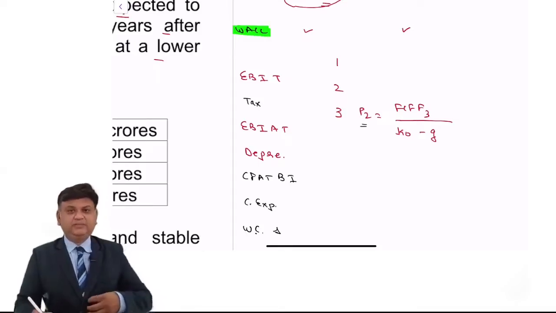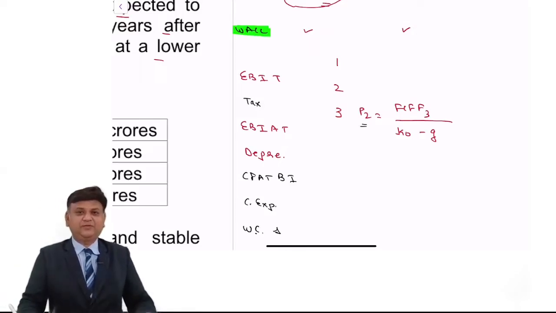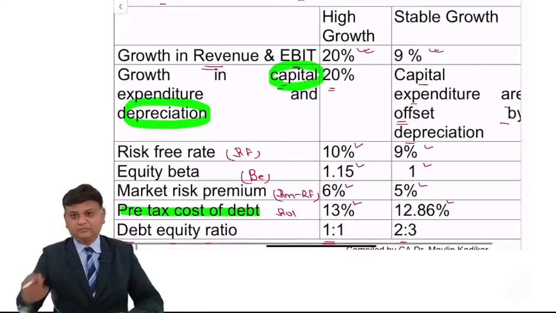First and second year cash flow and P2, all of them will be discounted to year 0, and with that we will make the calculation of the value of the firm. That is a process which we are required to adopt for valuation of the firm.